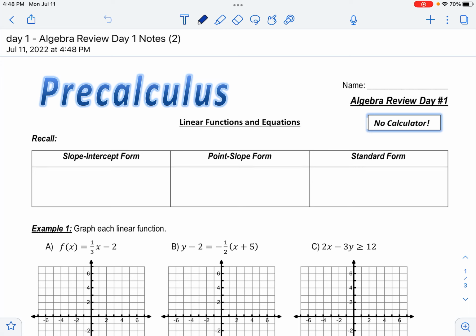All right, so here's day one of our algebra review notes. So first thing we want to do is we're going to be looking at linear functions and equations. So we want to recall our three forms of an equation of a line.